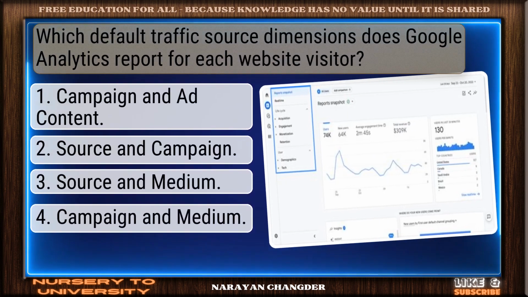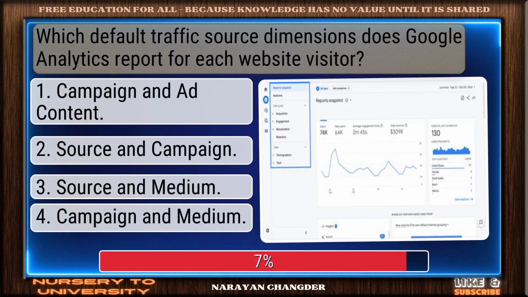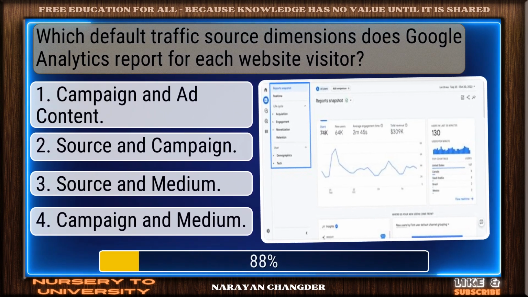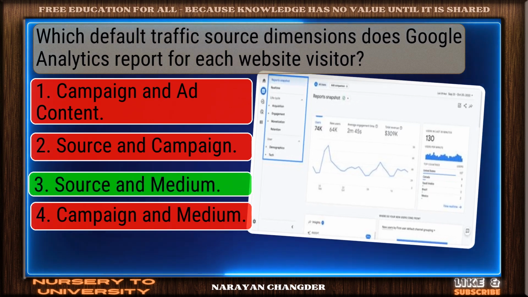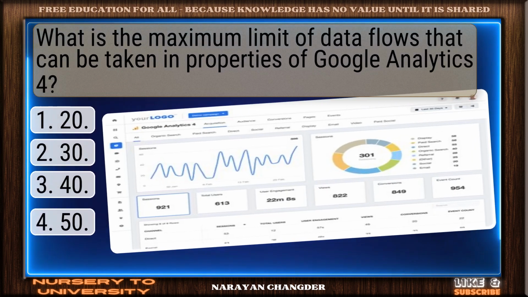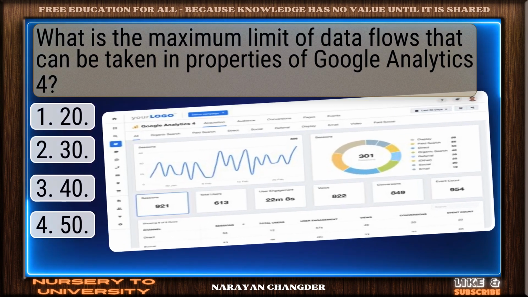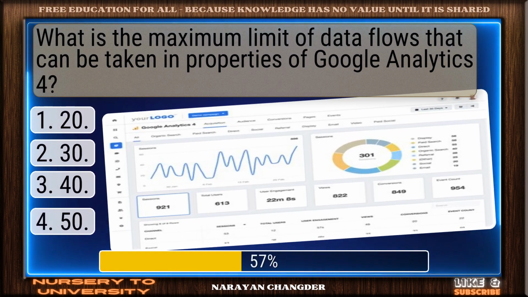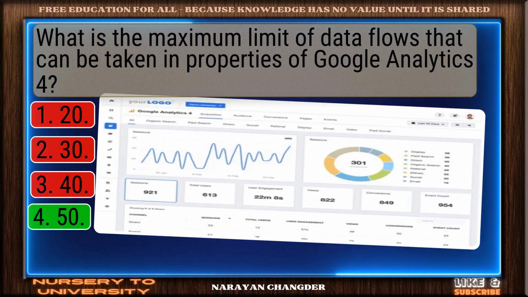Which default traffic source dimensions does Google Analytics report for each website visitor? Great thinking. Source and medium is the right choice. What is the maximum limit of data flows that can be taken in properties of Google Analytics 4? Smart pick. 50 is the correct choice.